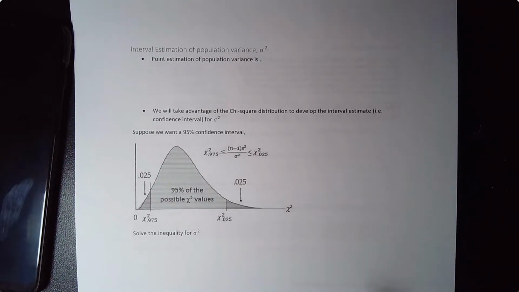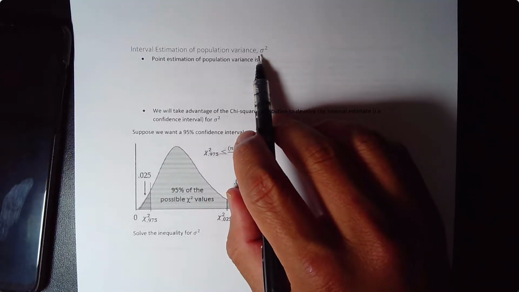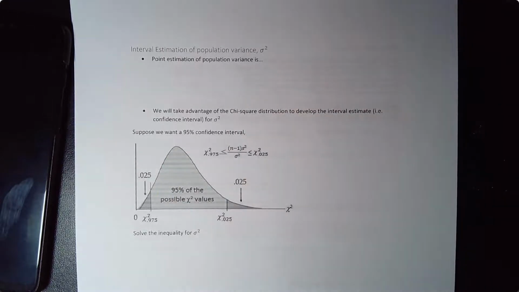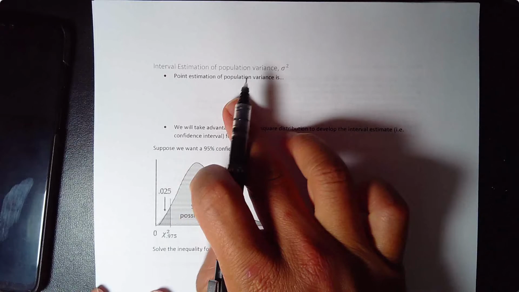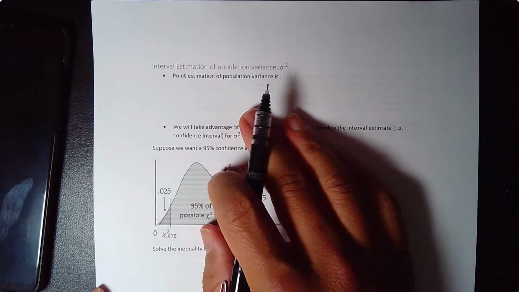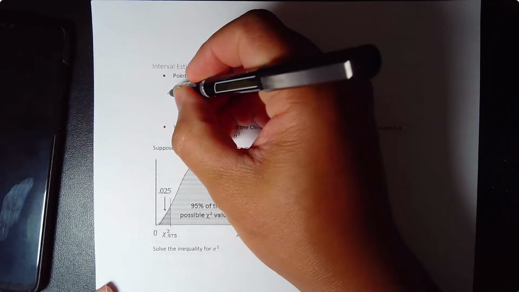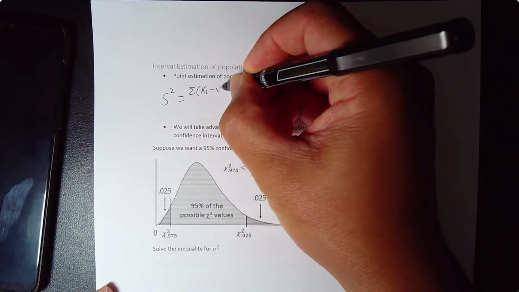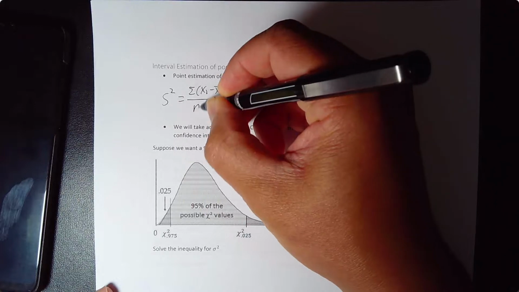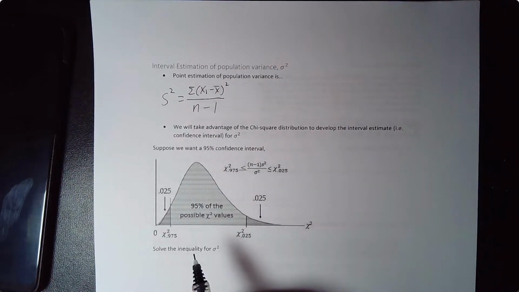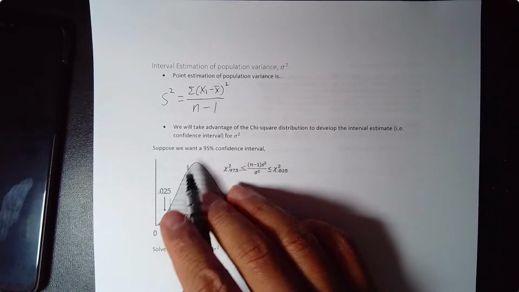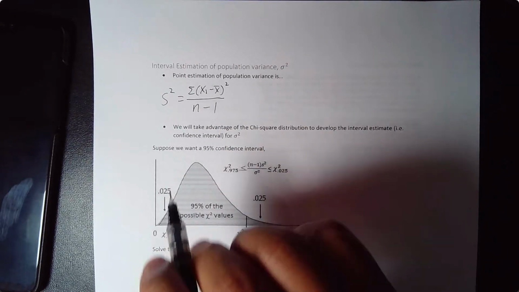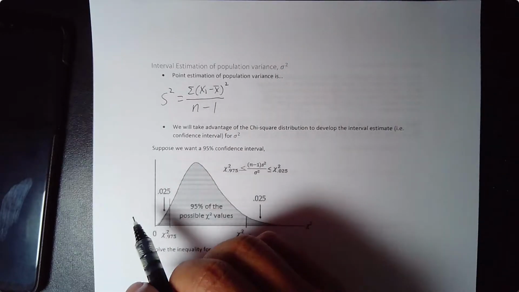Since population variance, sigma squared, is a population parameter, we would like to estimate it. A point estimate of the population variance is very simple. It's just s squared, which equals the summation of (xi minus x bar) squared divided by n minus 1. That is the unbiased estimator for the population variance, and if you want a point estimate, that's all we have to give.